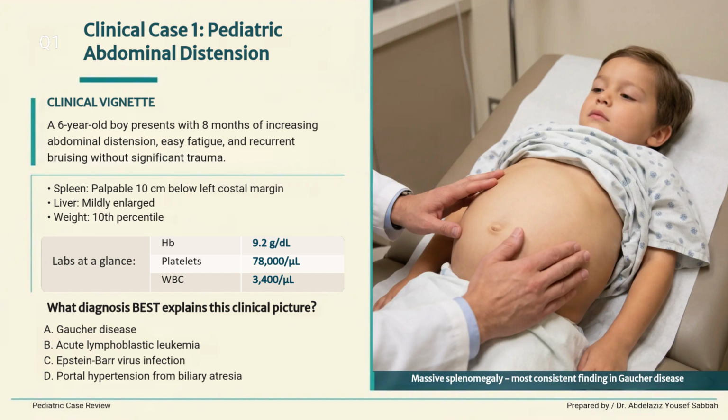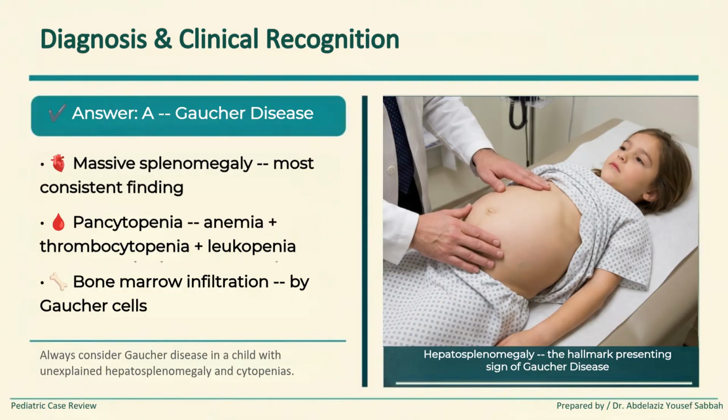Option A, Gaucher disease. Option B, acute lymphoblastic leukemia. Option C, Epstein-Barr virus infection. Option D, portal hypertension from biliary atresia. The correct answer is option A, Gaucher disease. The key to this case is the combination of massive splenomegaly with pancytopenia, meaning anemia, thrombocytopenia, and leukopenia together.